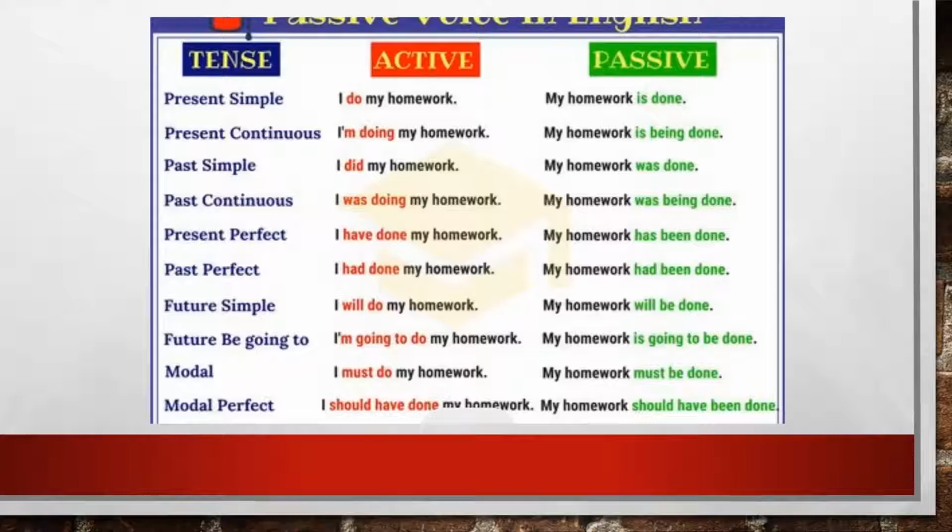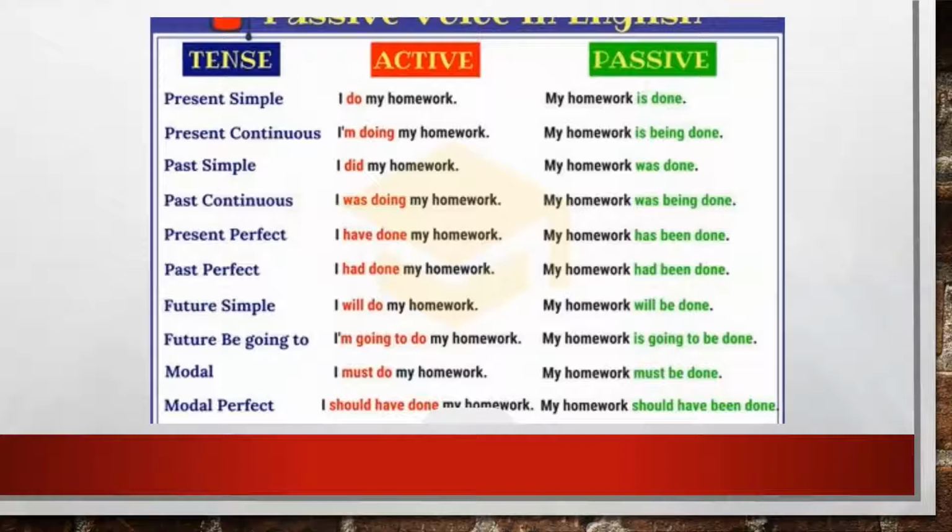See the relationship of tense and active and passive voice. In simple present tense, active voice will be I do my homework, whereas passive voice will be my homework is done. Present continuous tense, I am doing my homework. Passive voice, my homework is being done. Past simple tense, I did my homework. My homework was done. Past continuous tense, I was doing my homework. My homework was being done.